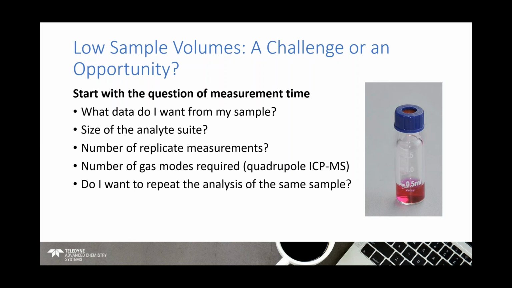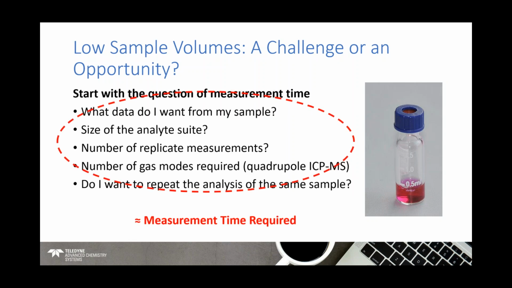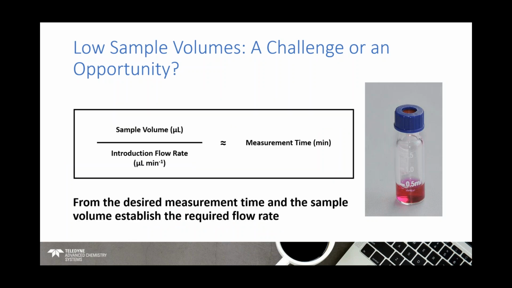Are there different gas modes required, certainly for quadrupole-based ICP-MS, for overcoming polyatomic ion interferences? And then do I want to repeat the analysis of the same sample? Do I want to do it twice? Do I want to do it 3 times? You start with those questions, and all of that added together corresponds to the measurement time that's required. So you start off ascertaining the measurement time from your ideal scenario of what you want to get out of your sample. And then you work it through.